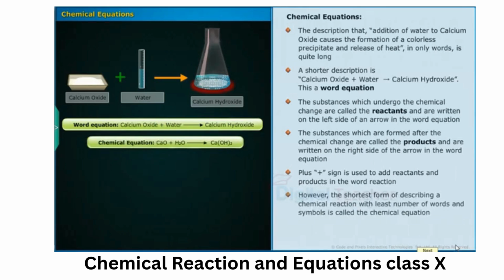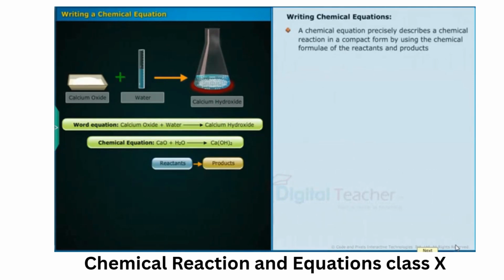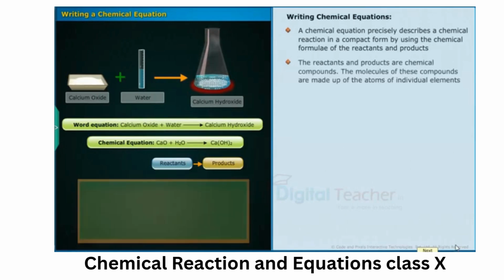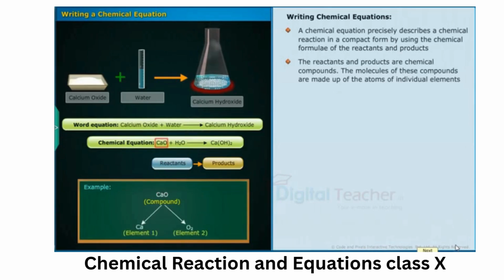However, the shortest form of describing a chemical reaction with the least number of words and symbols is called the chemical equation. A chemical equation precisely describes a chemical reaction in a compact form by using the chemical formulae of the reactants and products. The reactants and products are chemical compounds. The molecules of these compounds are made up of the atoms of individual elements.